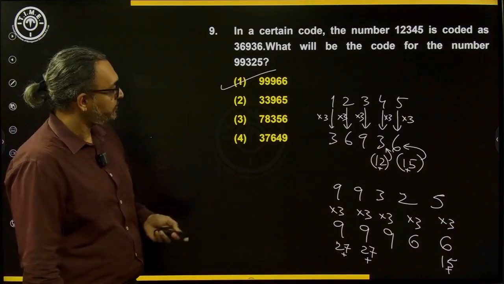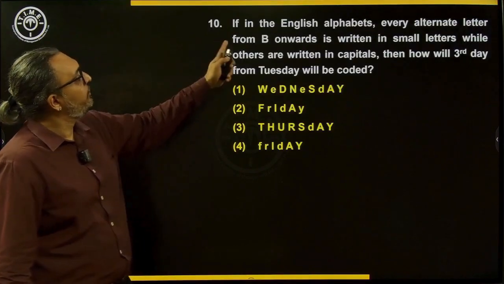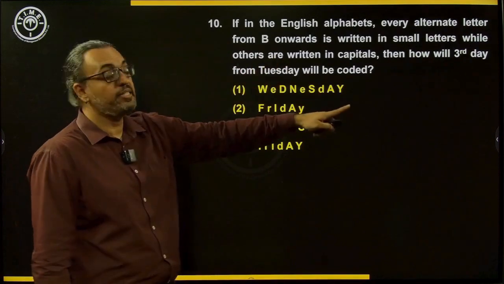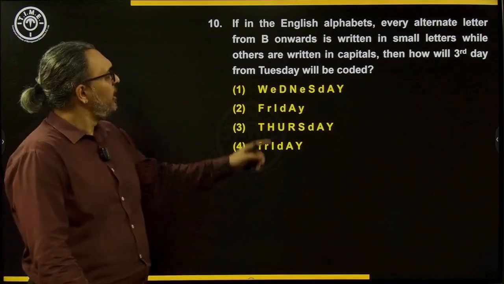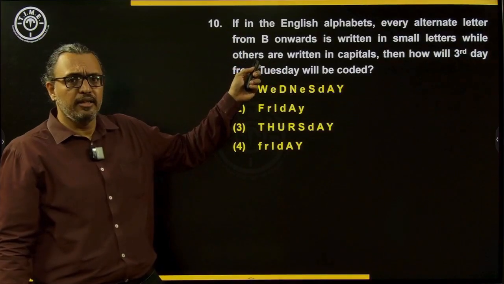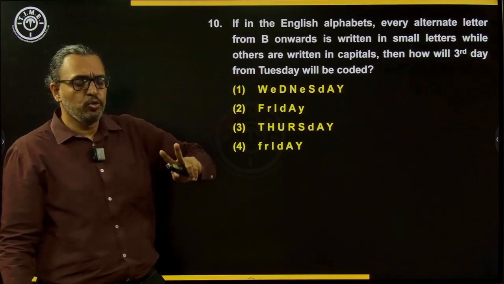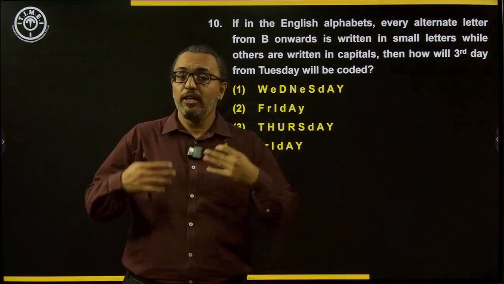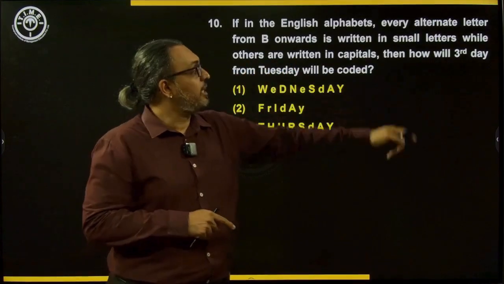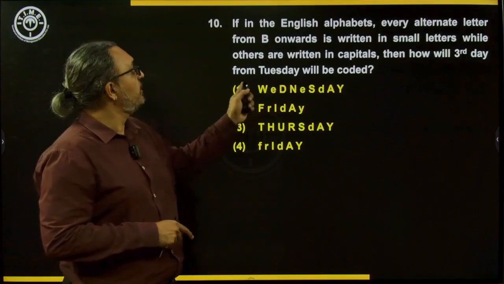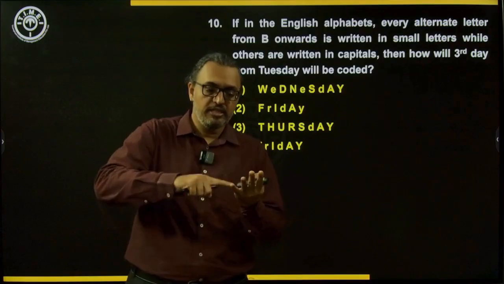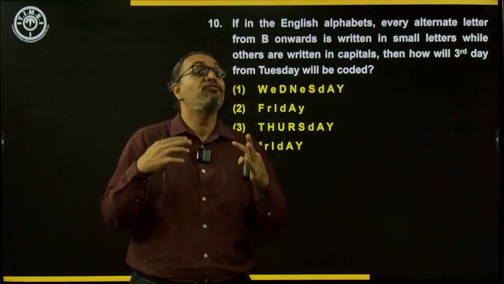Understood? Then next. If in the English alphabets, every alternate letter from B onwards is written in small letters. Means from B onwards, every alternate letter. B is an even place value, correct? 2. So every even place value, you write it in small letters, while the others are written in capitals. Then how will the third day from Tuesday be written? Third day from Tuesday is Friday. Wednesday, Thursday, Friday. So how will Friday be written?